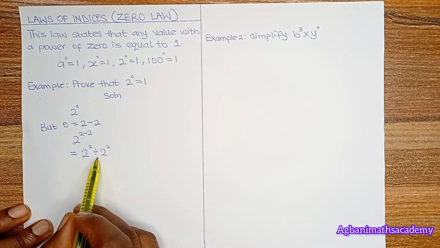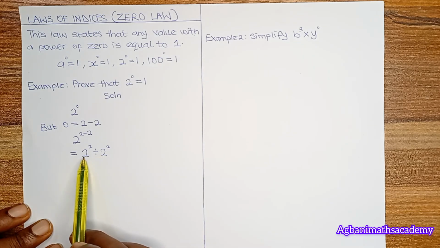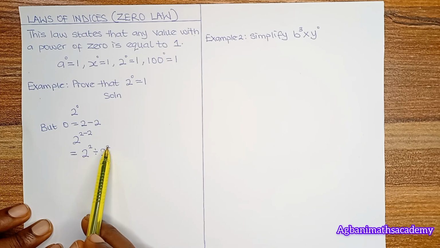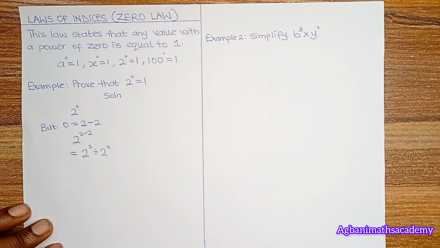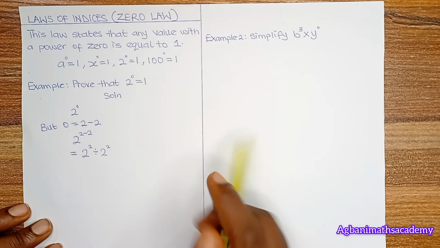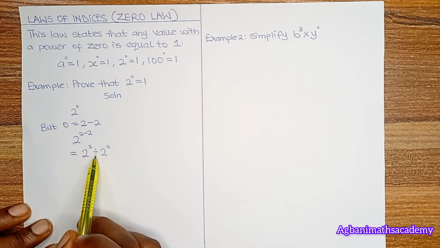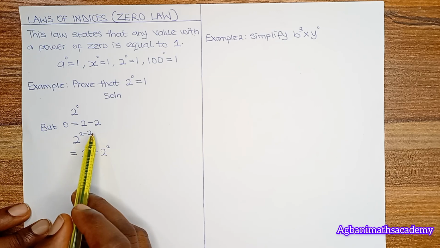Because if you want to take it the other way, using the law of subtraction, whenever you have two indices with the same base, you subtract the powers. So 2 to the power of 2 divided by 2 to the power of 2 can be written as 2 to the power of 2 minus 2. That's if you can remember the previous law that we looked at together. Okay, so 2 to the power of 2 divided by 2 to the power of 2 is the same as 2 to the power of 2 minus 2.